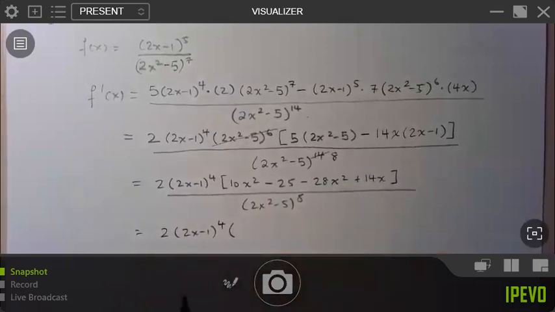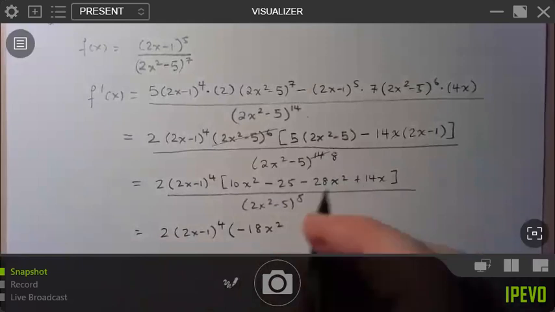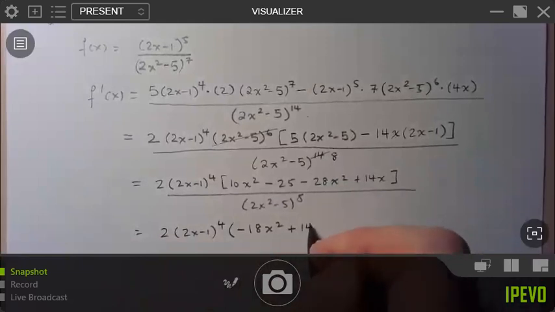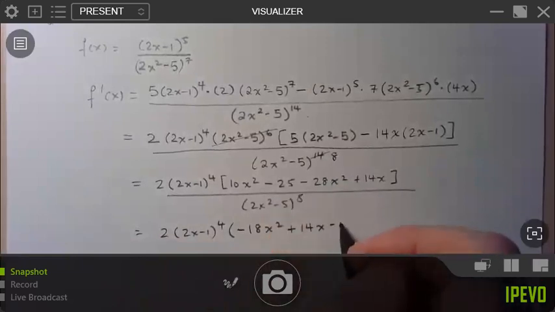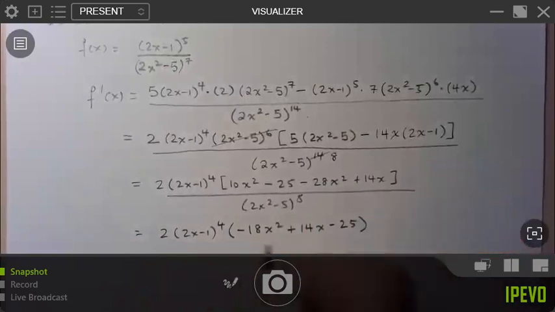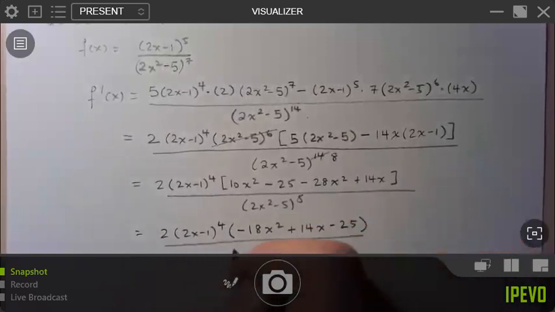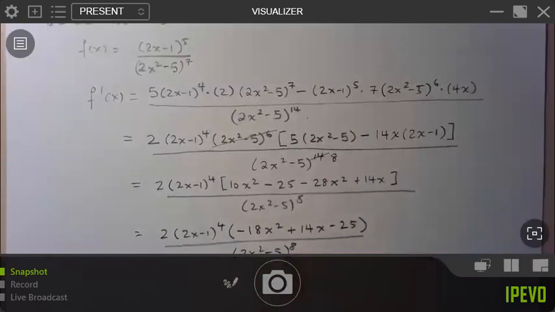And what are we left with in the end? So we're left with 10 minus 28, so that looks like negative 18x squared. And then plus 14x minus 25, all over (2x squared minus 5) to the 8.